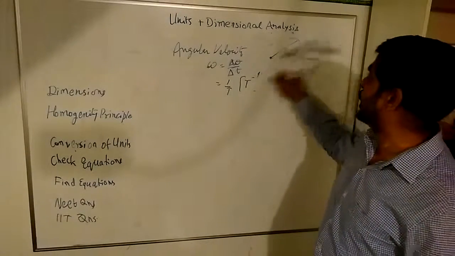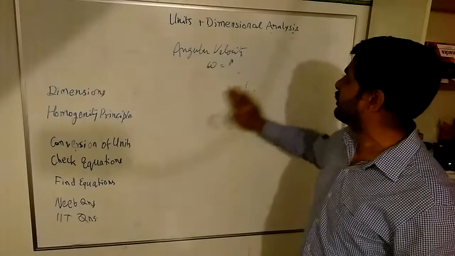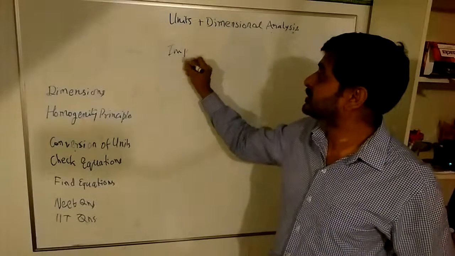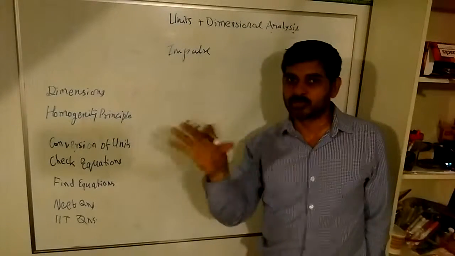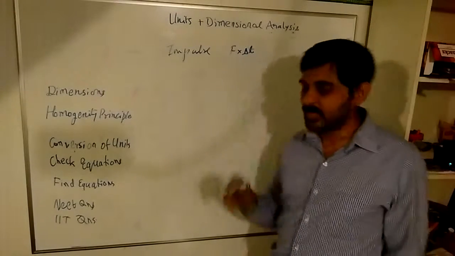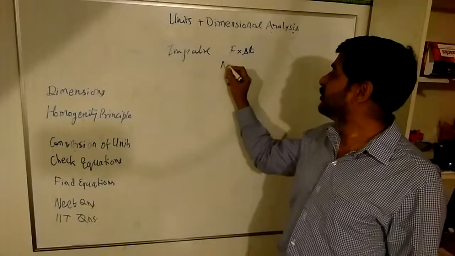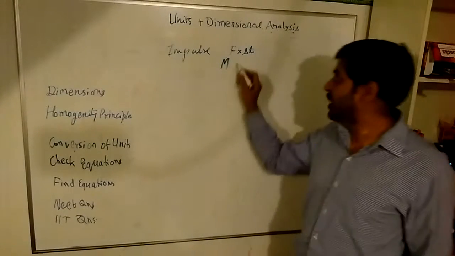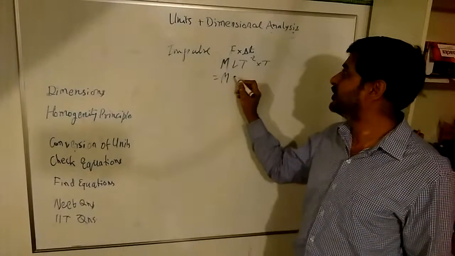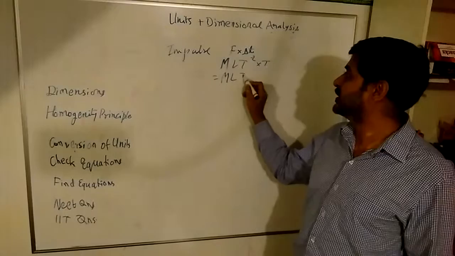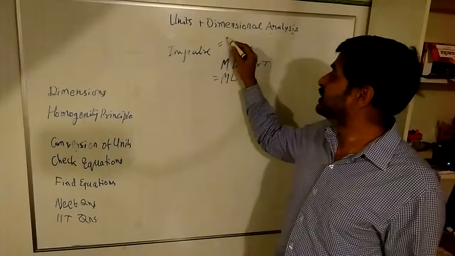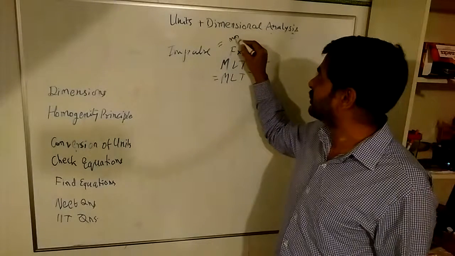Next, in high school, we may also have read about the impulse. The impulse is usually a force applied for a small amount of time, defined as F into delta t. Force is mass into acceleration, M L T to the power of minus 2, multiplied by T, so it has a dimensional formula of M L T to the power of minus 1. And from this, we probably have read that impulse is equal to the momentum.